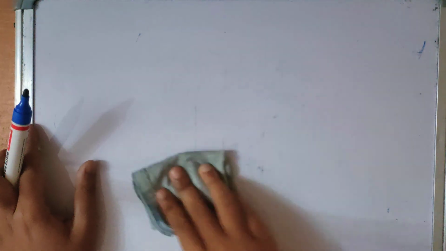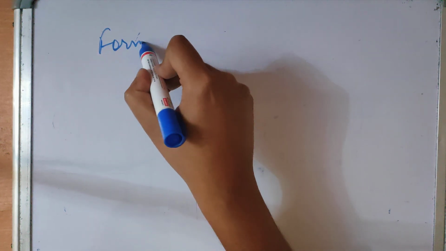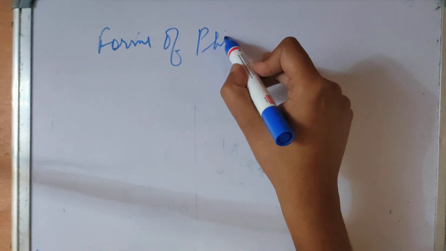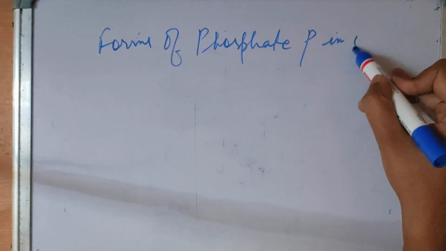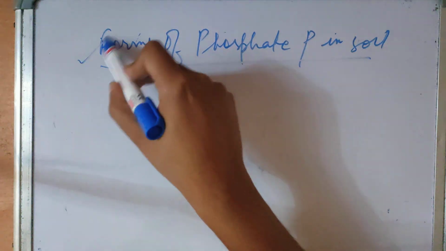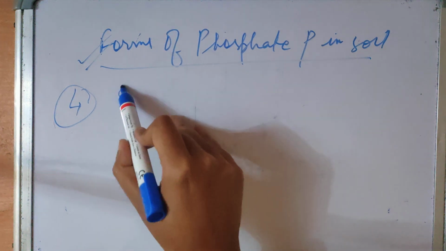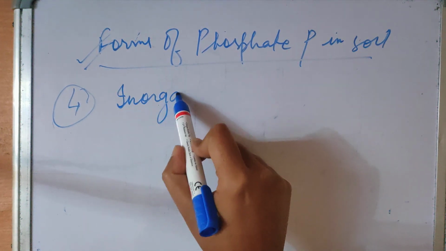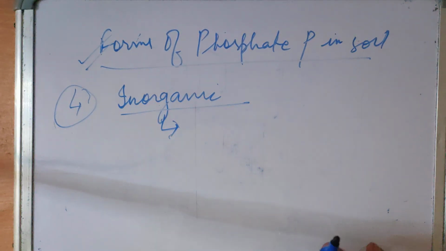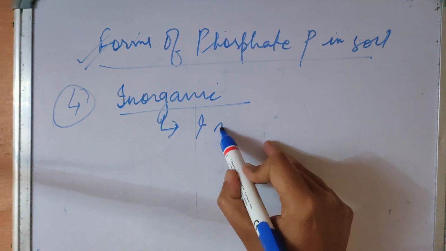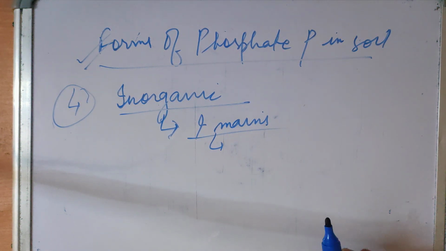Now moving on to the next topic, that is forms of phosphate. How many types of phosphate are present in our soil? This question has been asked in previous years, so it is important. Do make notes. I always tell you in every lecture that the notes you make are your Brahmastra. You are going to get the maximum of the questions directly from your notes, as in agricultural optional we all know that previous year questions are repeated.